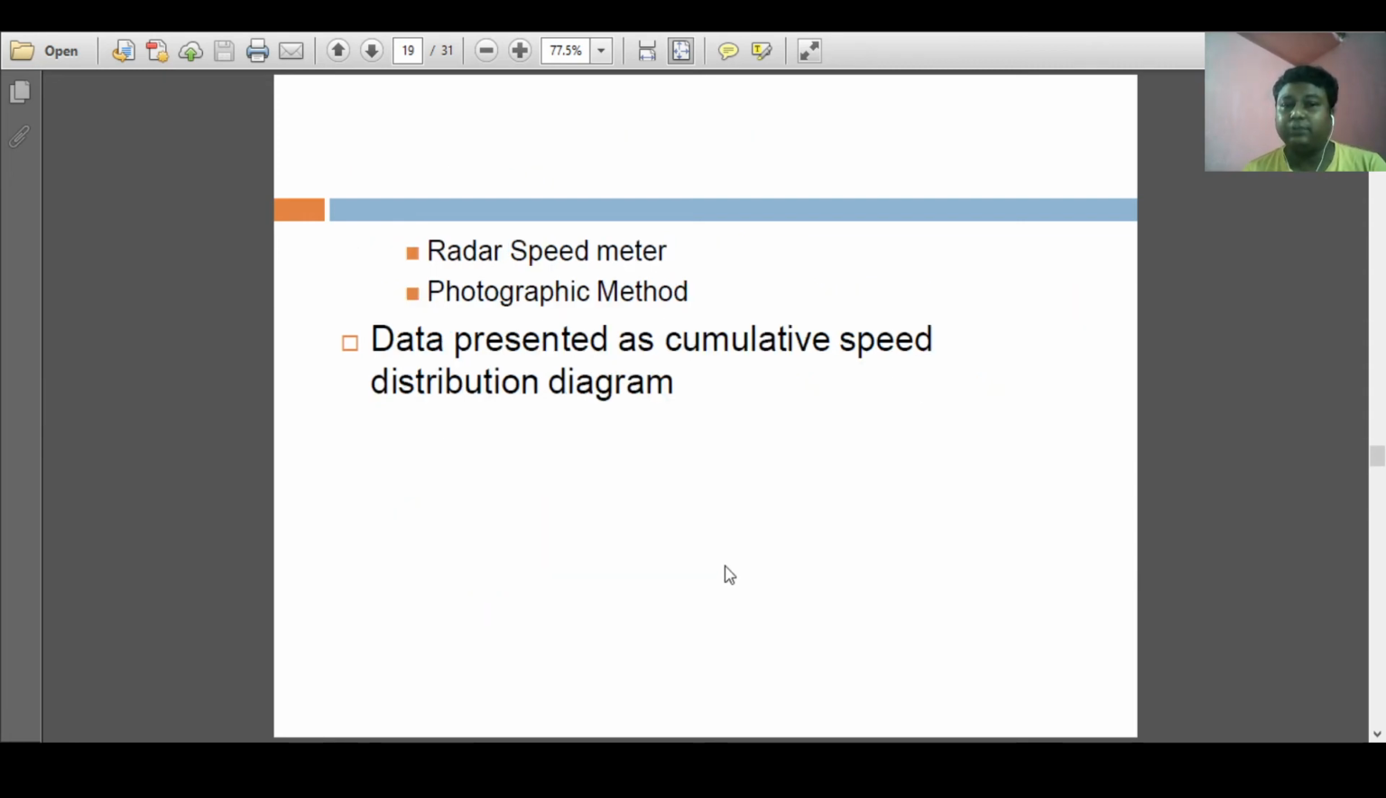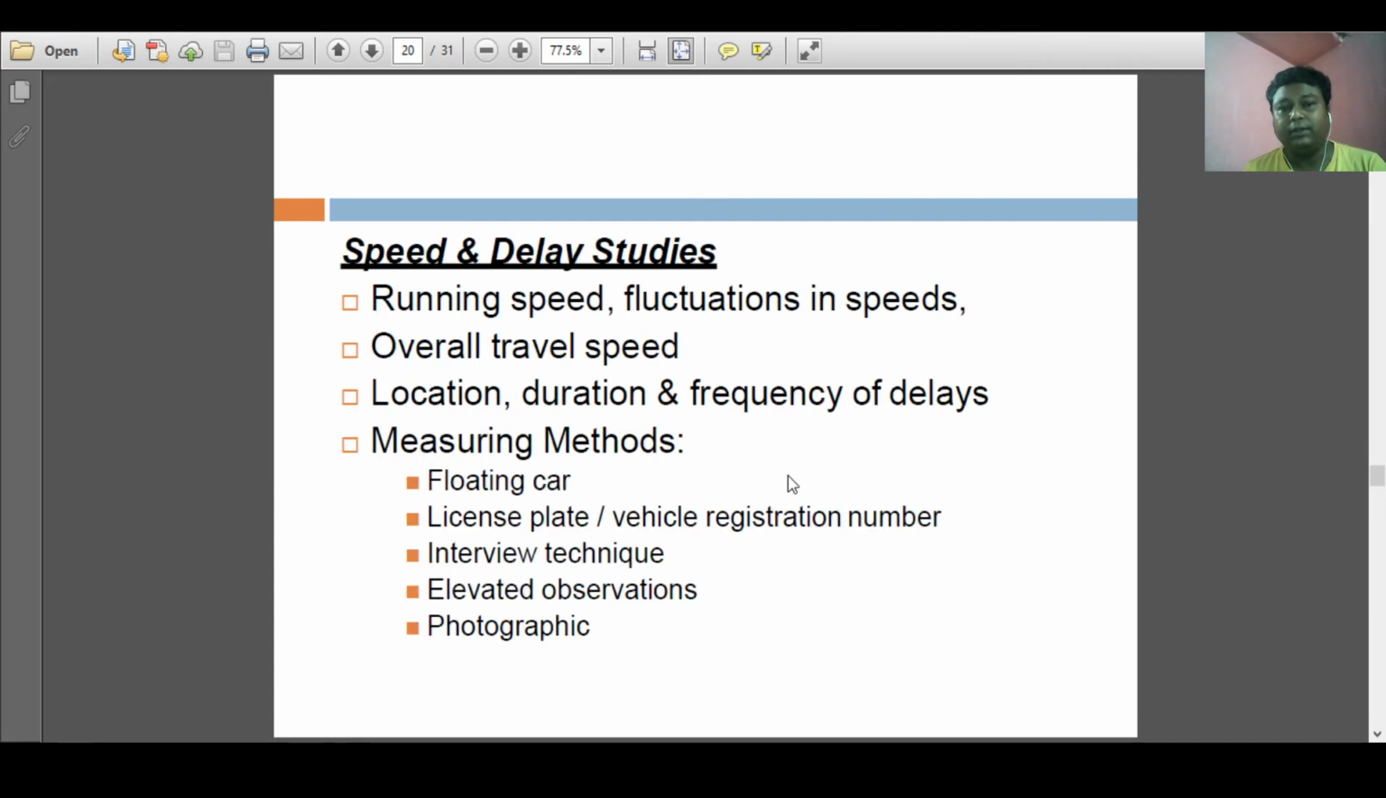Next is the radar speed meter and the photographic speed meter. So these are the methods to calculate the spot speed study. Next, the data is presented as the cumulative speed distribution diagram. So next we have to represent the speed data in some graphical method.